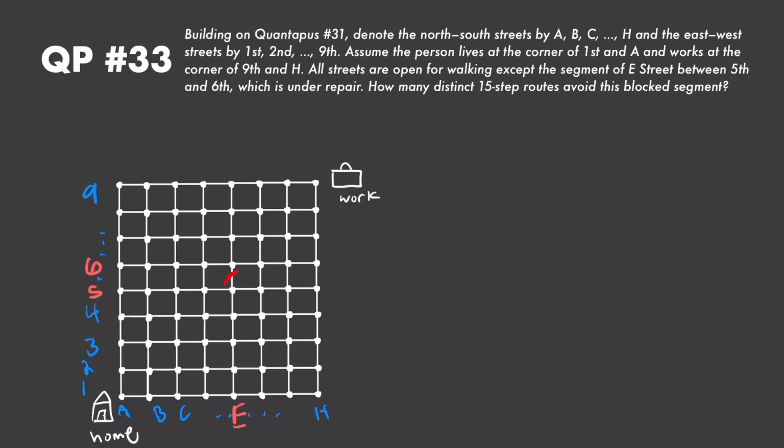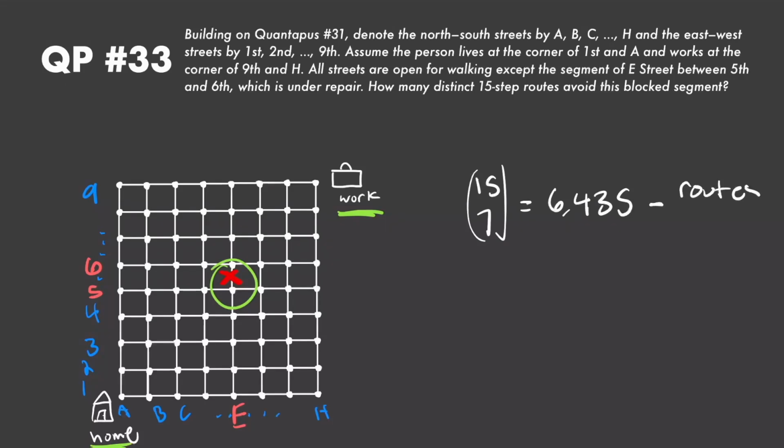So that means that this street right here is no longer walkable, and now we need to calculate the number of ways to get from here to here given this. So the strategy to solve this should be, let's calculate the total number of ways to get from here to here, which we did in quantipus number 31, given that there is no restriction. So let's do that first, and we got 15 choose 7. And this ended up being equal to 6,435.